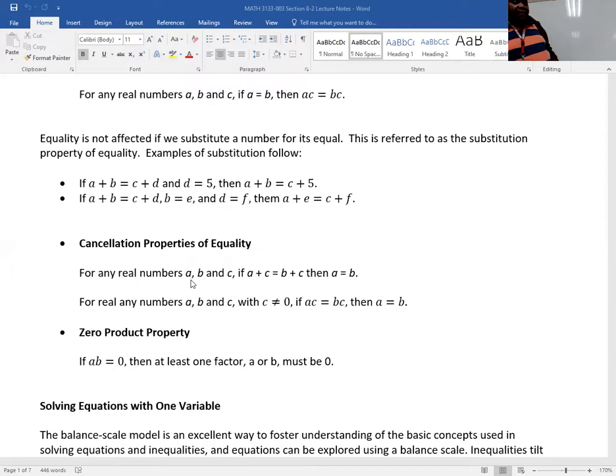For this one, if I have real numbers A, B, and C, let's say if A plus C is equal to B plus C, then we can say that A is equal to B. And basically what we're doing is just subtracting both sides of the equation by whatever C is. And then we'll end up with A is equal to B.